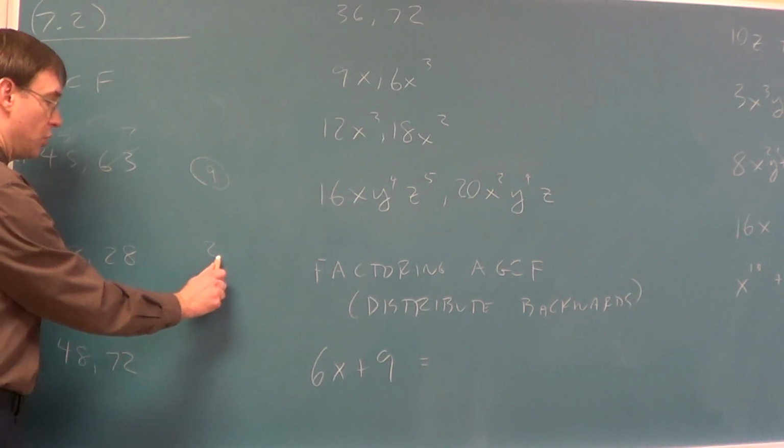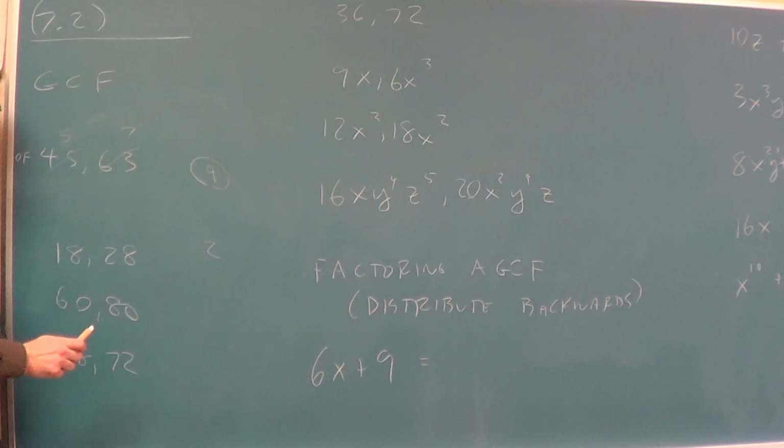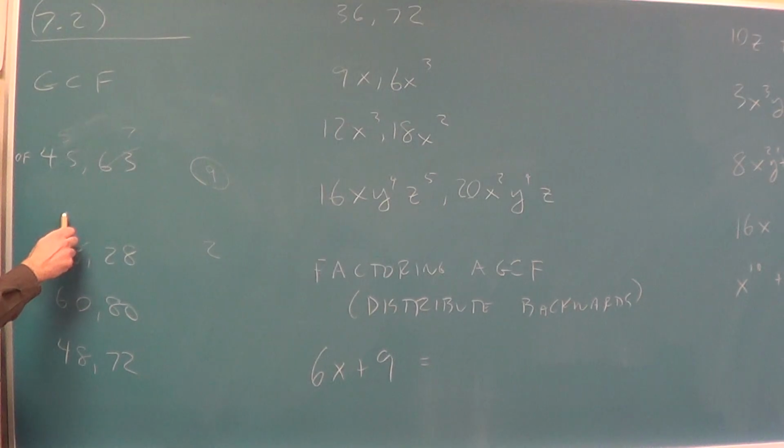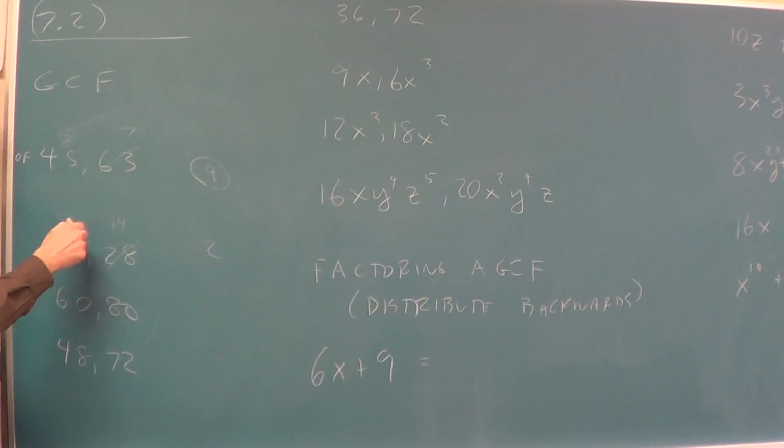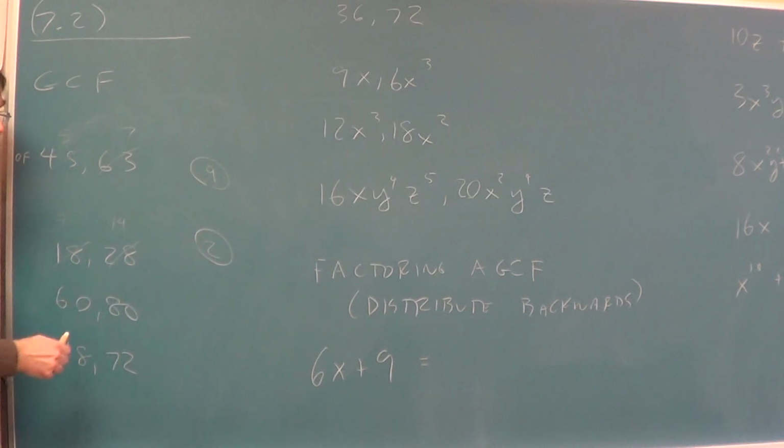2. So 2 is in the running to be my answer, but I want to verify that. 2 into 18 is 9. 2 into 28 is 14. Can anybody go into 9 that also goes into 14? No. So 2 is correct. Question about that?